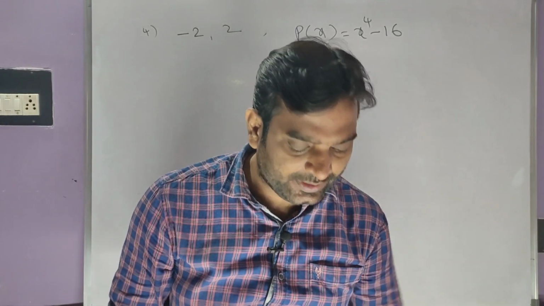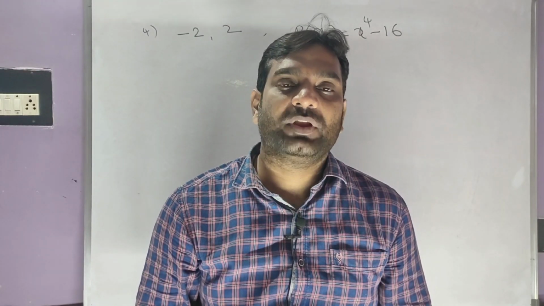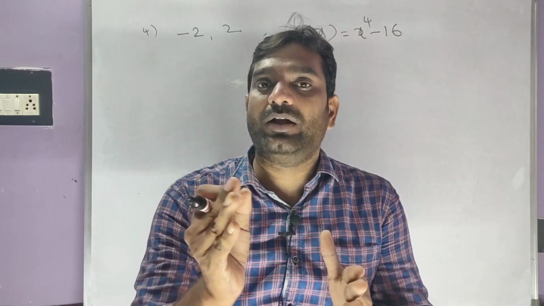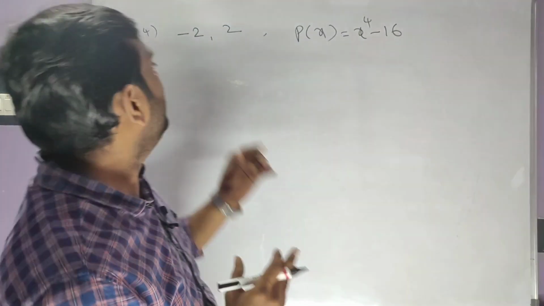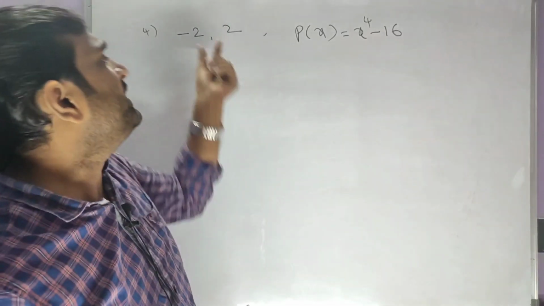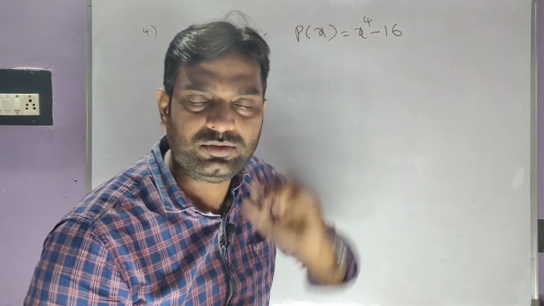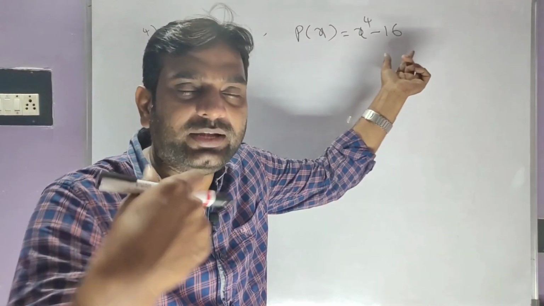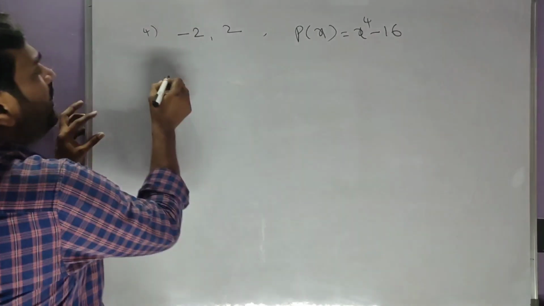Listen, zeros of a polynomial. I gave a definition to you. What is that? If a real number k is a zero of a given polynomial p of x, then p of k equal to 0. Here, we are to check whether minus 2 and 2 are the zeros of the given polynomial or not. If it is a zero of the polynomial, then p of minus 2 should be equal to 0. If you substitute in this and you get 0, then it's a zero of the polynomial. If not, no.